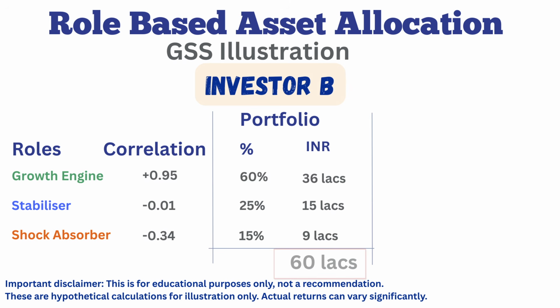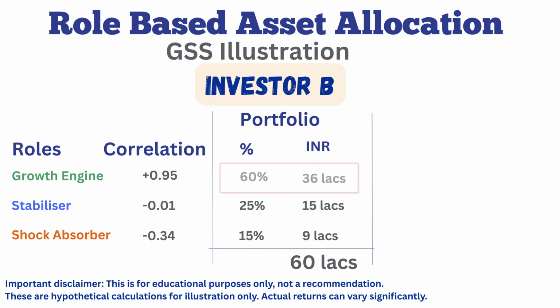Now, investor B, who did a role-based allocation, had the same corpus amount of 60 lakhs across different buckets. Let's see how his portfolio behaves in this case. Suppose investor B allocates 60% to growth engine, that would be around 36 lakhs, 25% to stabilizer, that would be around 15 lakhs, and the last 15% to shock absorber, that would be around 9 lakhs.